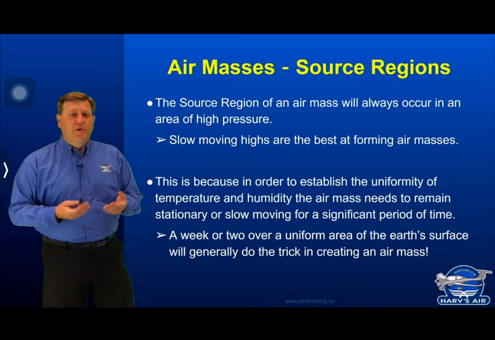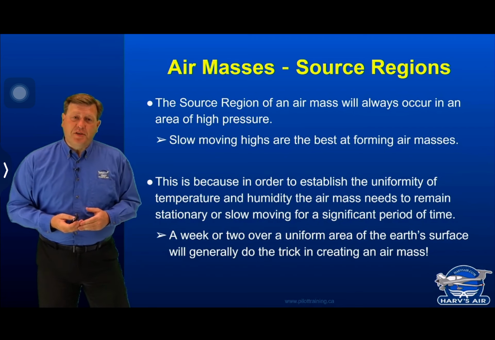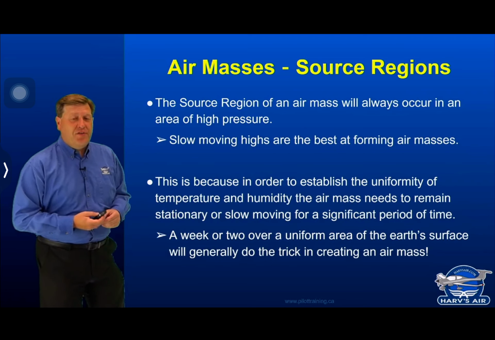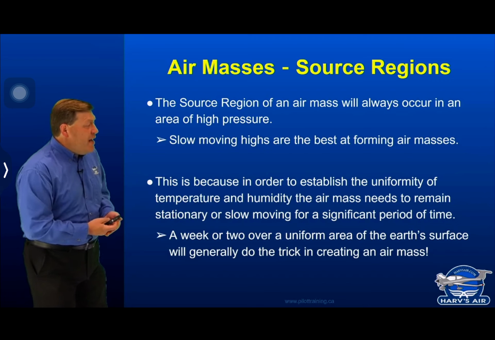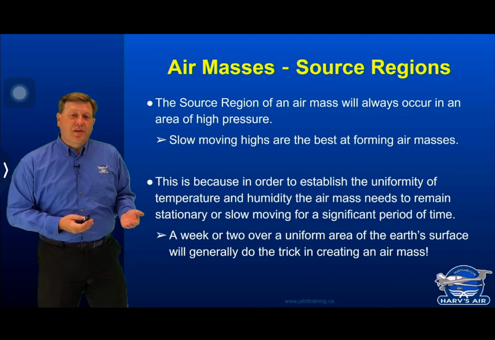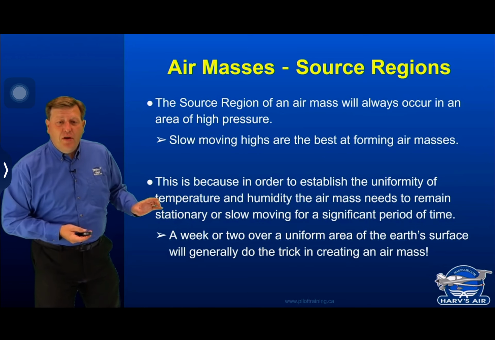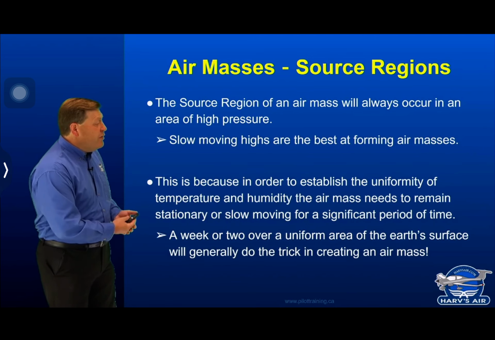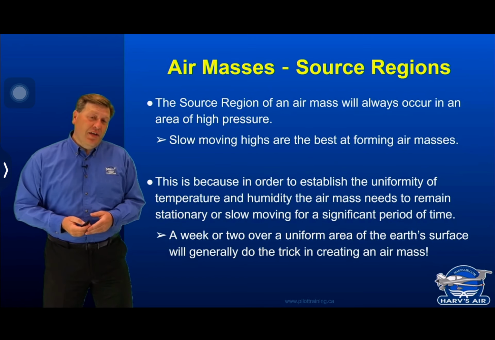So moving on. As we've discussed, the source region of an air mass will always occur in an area of high pressure. Slow-moving highs are the best areas for forming air masses. And this is simply because in order to establish the uniformity of temperature and humidity, the air needs to sit there or be very slow-moving for an extended period of time. A week or two over a uniform area of the Earth's surface will generally do the trick in terms of creating an air mass.